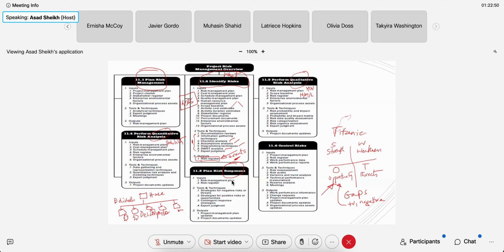That is a response to an event that has not happened yet. Risk is something that has not happened yet. So insurance is that response. All right, so that's what risk response is about. And then control. So how can we keep an eye on this?